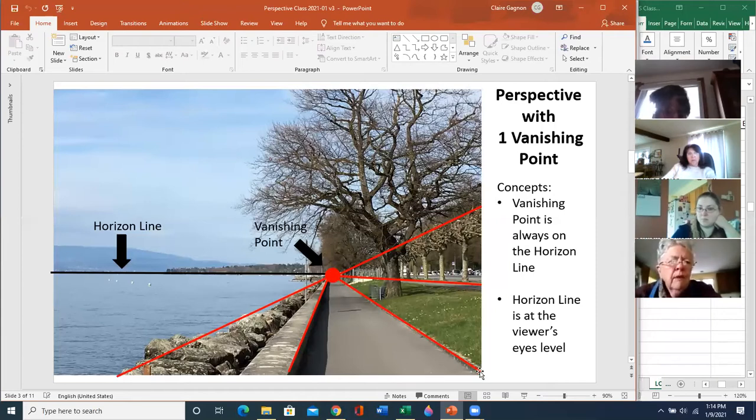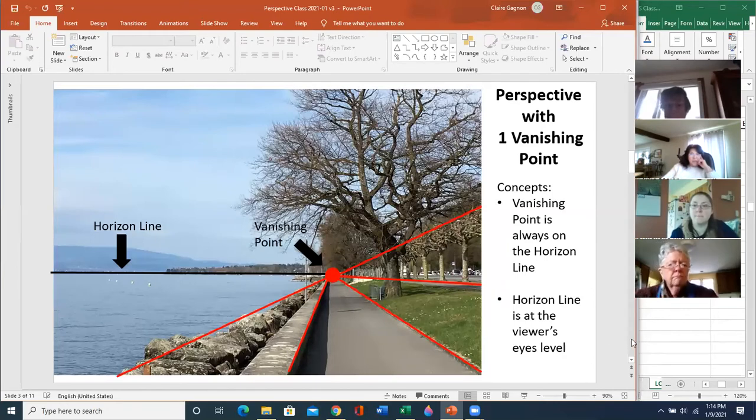And you can see the pathway starts big at the bottom and both sides of the pathway converge to this vanishing point. And the trees here that are very big on the right-hand side, they grow smaller and smaller and smaller as they go back. And the angle of them is also towards the vanishing point. And same thing with the rock wall and the little cement wall here. They both grow into a very skinny dot at the far end, which is where the vanishing point is. So are there any questions about this explanation?